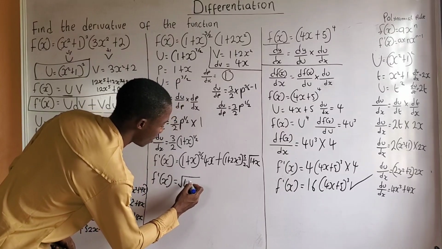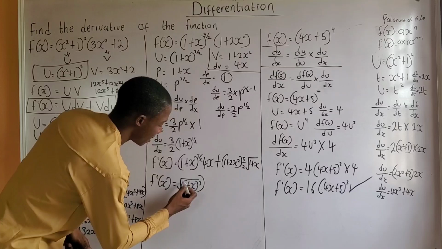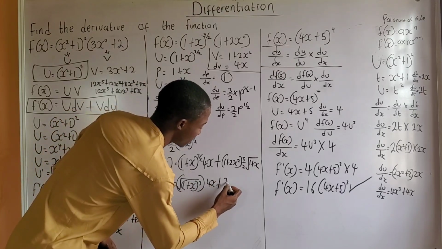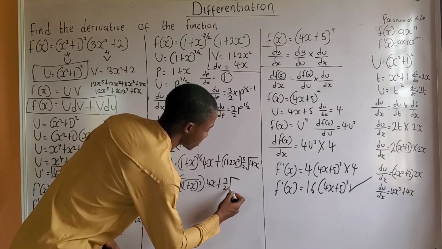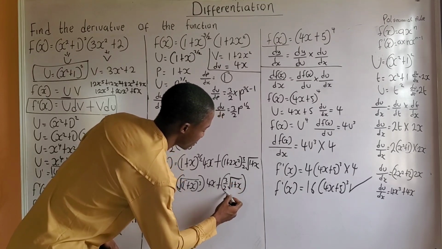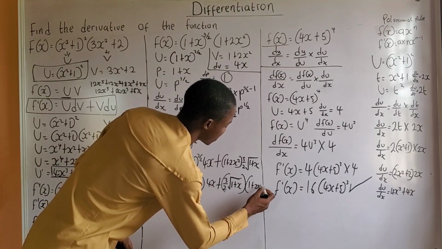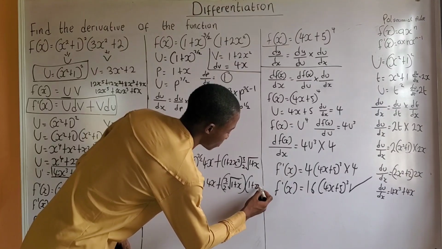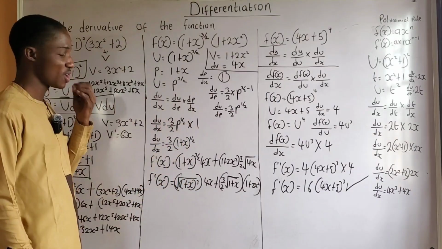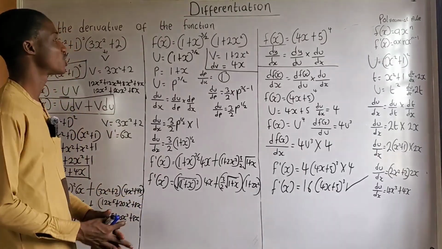Root of 1 plus x raised to the power of 3 multiplied by 4x plus 3 over 2 root of 1 plus x multiplied by 1 plus 2x squared, okay? So you can rewrite your answer as this. Do you understand? So that is the solution to that question.